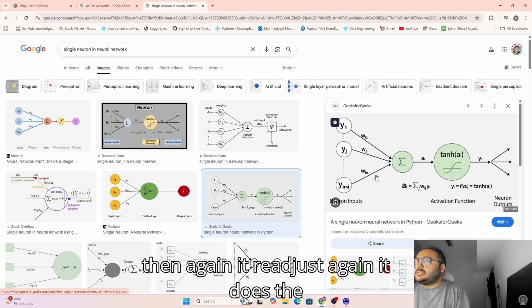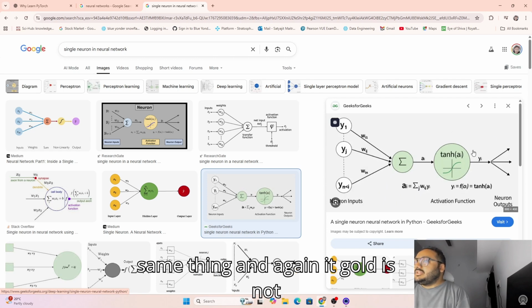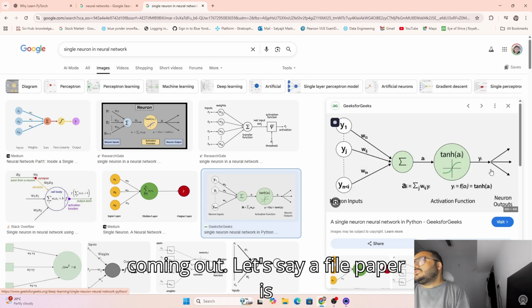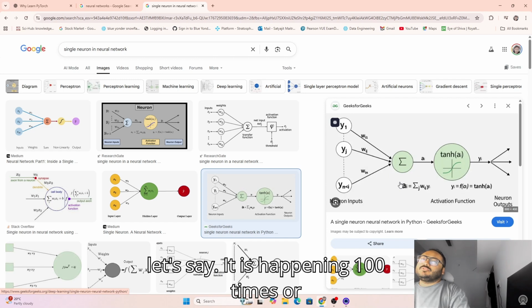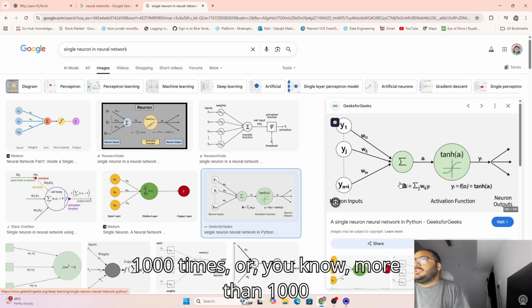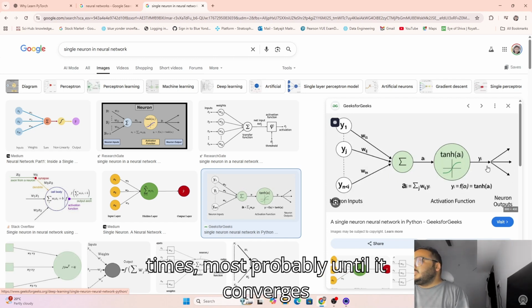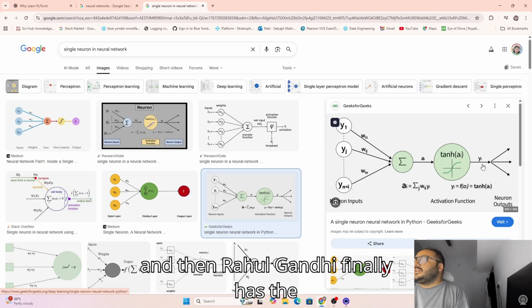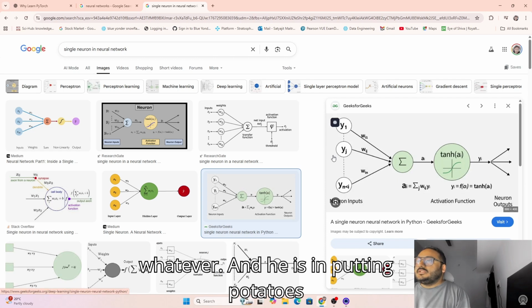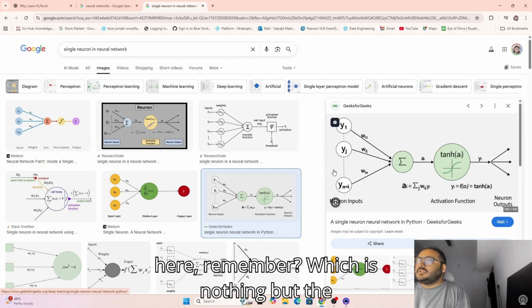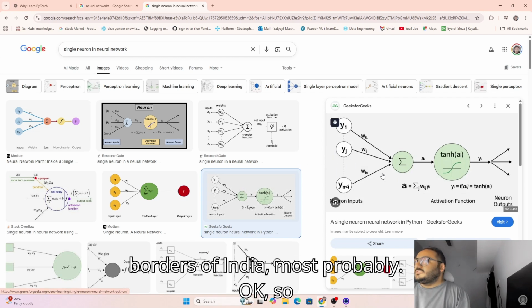Okay, then again it readjusts, again it does the same thing, and again gold is not coming out. Let's say a file paper is coming out, again it revisits, and that way, let's say it is happening 100 times or 1000 times, or more than 1000 times most probably, until it converges, and then Rahul Gandhi finally has the prime minister throne or the gold, whatever. And he is inputting potatoes here, remember, which is nothing but the voters of India most probably.